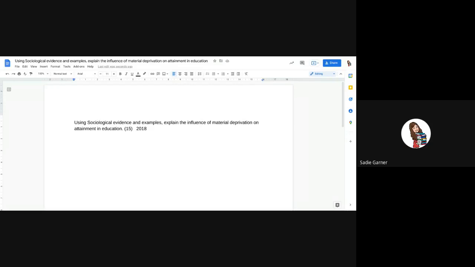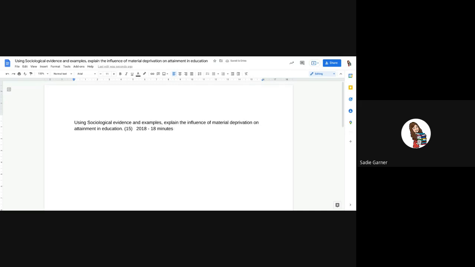Hello all. So this is a previous 15 marker on material deprivation. It came up in 2018. And for the 15 markers, you have no choice. For the big 35 marker essay debate, you get a choice of two. You get two questions that are 35 markers and you choose your favorite. The 15 marker, you have to answer. As I say, this came up in 2018. And it's worth you all noting that you have 18 minutes to answer a 15-mark question.